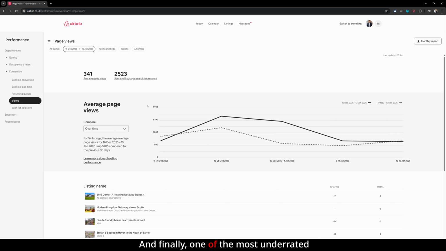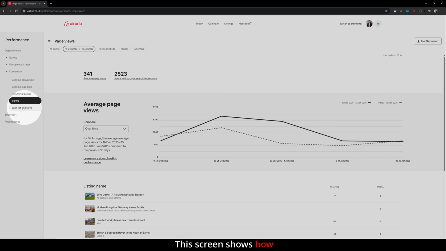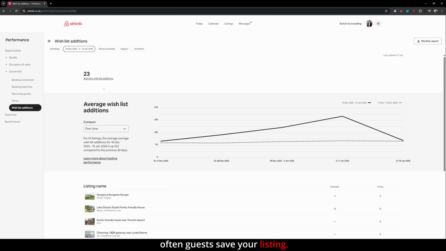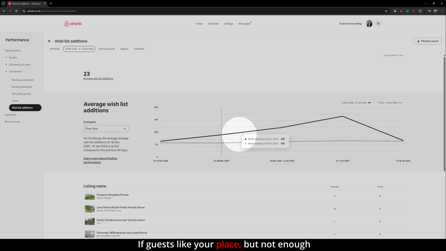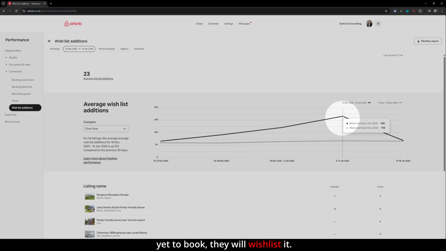And finally, one of the most underrated signals on Airbnb, which is the wishlist additions. This screen shows how often guests save your listing. Wishlists indicate intent without any urgency. If guests like your place but not enough yet to book, they will wishlist it. High wishlist additions with low bookings usually means pricing is slightly too high, dates aren't flexible, and guests are waiting to compare. And that is where targeted price adjustments, not blanket discounts, work best. Many hosts ignore this metric entirely. Wishlist additions are early stage demand signals.